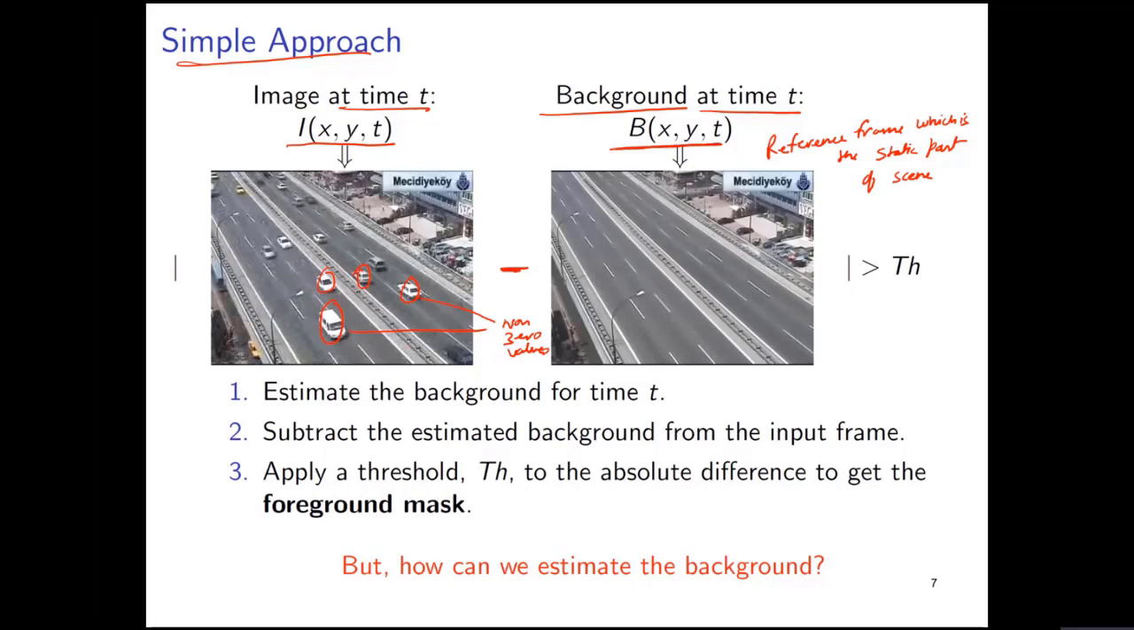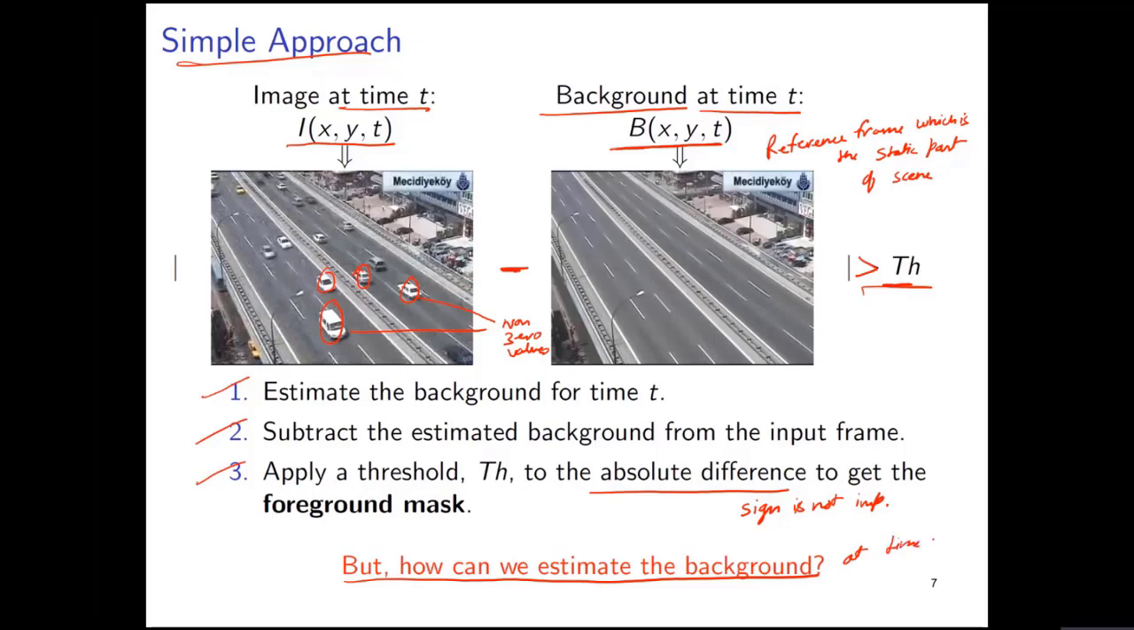And then you basically apply a threshold. So the steps are: you somehow obtain the reference frame, the background frame for time t, subtract that estimated background frame from the input frame, then apply a threshold to the absolute difference. Normally we take the absolute difference because whether this is higher or lower than the other doesn't matter; we are interested in change detection, whether towards the higher side or the lower side. So wherever the difference is greater than this threshold, those regions will correspond to our foreground region. This is the basic idea of background subtraction. But the crucial part here is how to estimate this background at time t.